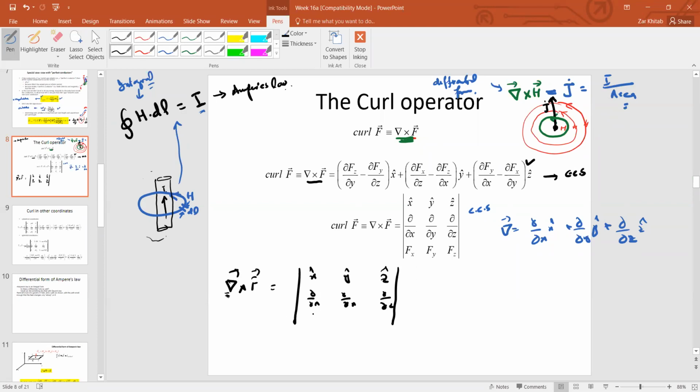Components of the del operator. In the third row, you put the components of the F vector, just like with any other A cross B. How do you calculate A cross B? A cross B is the unit vector x, the unit vector y, the unit vector z, for example if you are solving in the Cartesian coordinate system, and then the components Ax, Ay, and Az of the A vector, and then the components of the B vector. Okay, so this is how you do that.